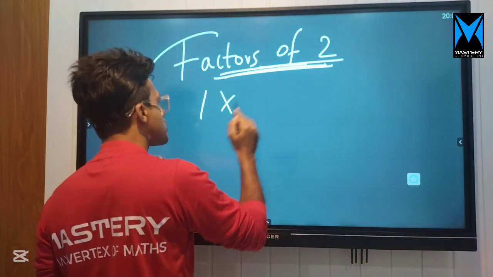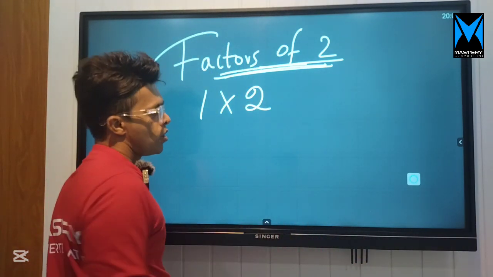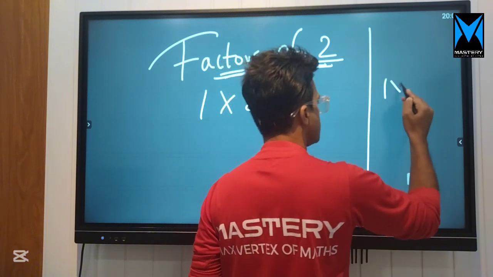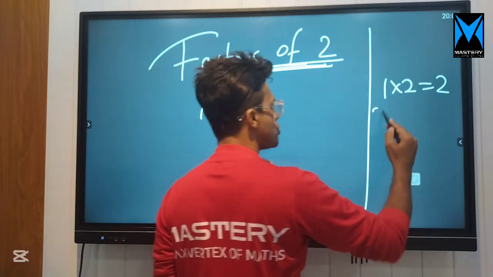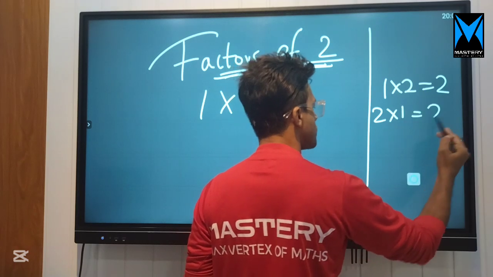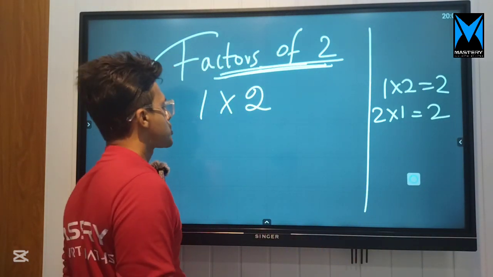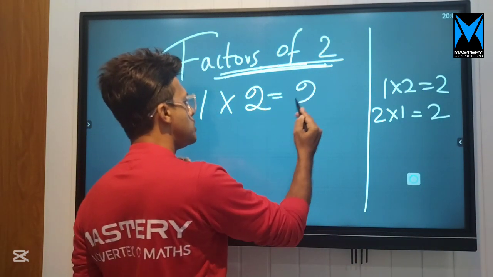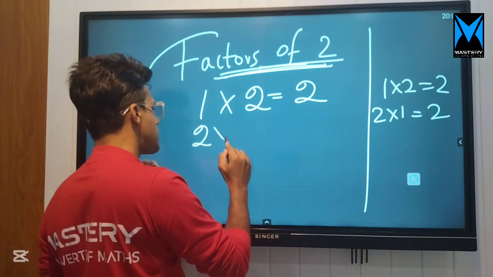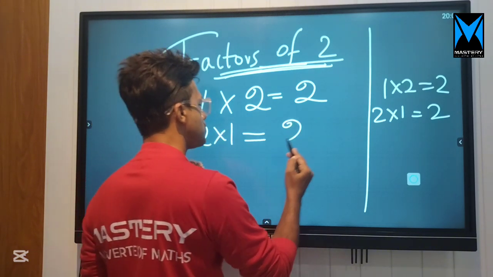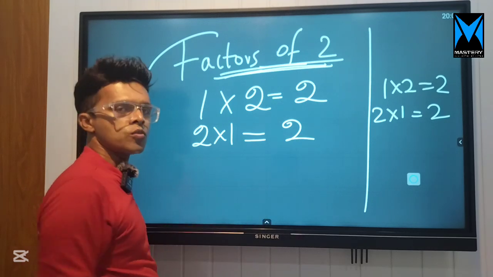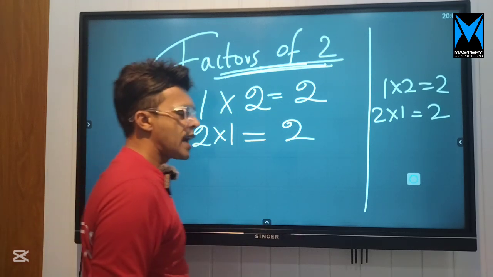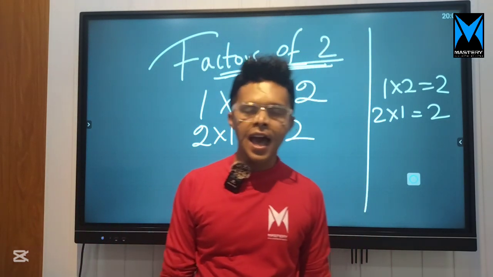1 into 2 is 2, right? On the other hand, you could write 2 times 1. What is 2 times 1? 2 times 1 also is 2. So 1 into 2 is 2, and also 2 times 1 equals 2. Now we could get the factors of 2.